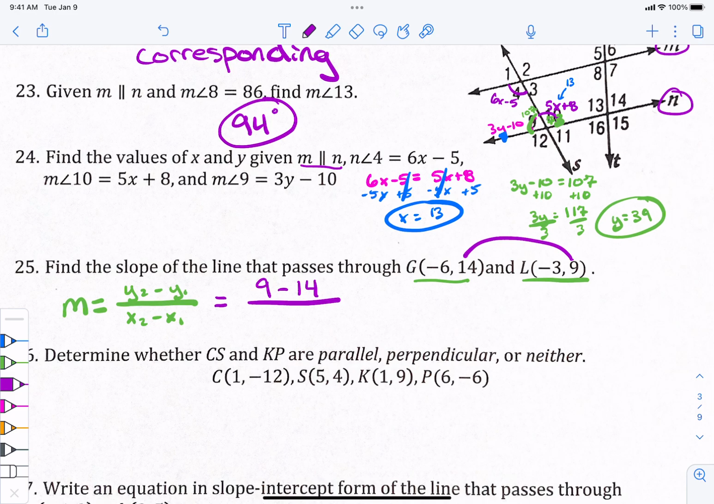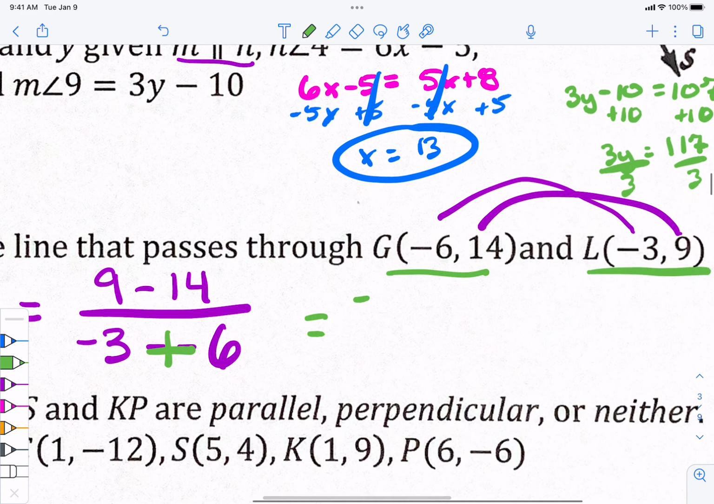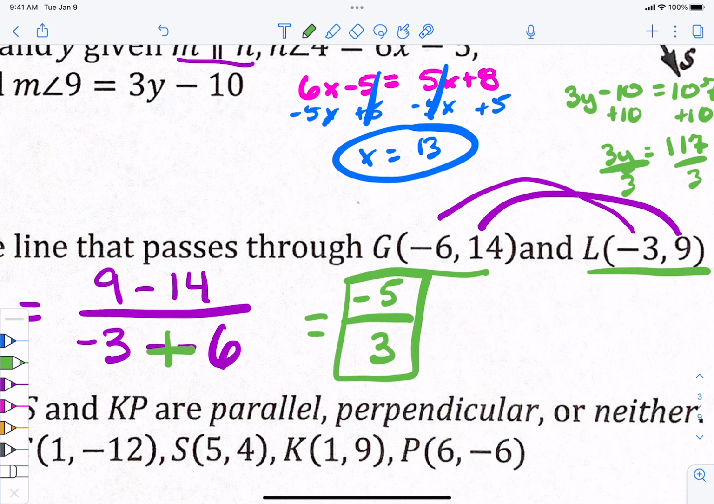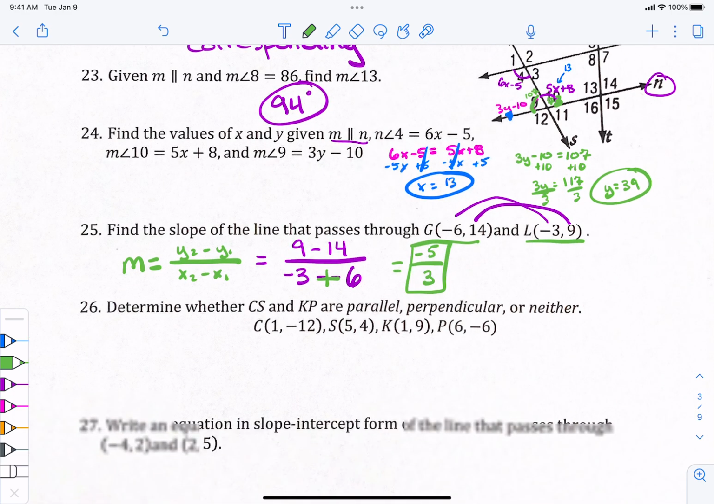Then we do negative 3 minus a negative 6, or plus 6. I'm going to write it as minus a negative, so that way you can see it in your notes, okay? All right, 9 minus 14 is negative 5, and negative 3 plus 6 is going to be positive 3. Don't change your slope to a mixed number. Leave it as negative 5 over 3. That's my slope, okay? It's down 5 over 3, whatever. Okay? All right, 26.